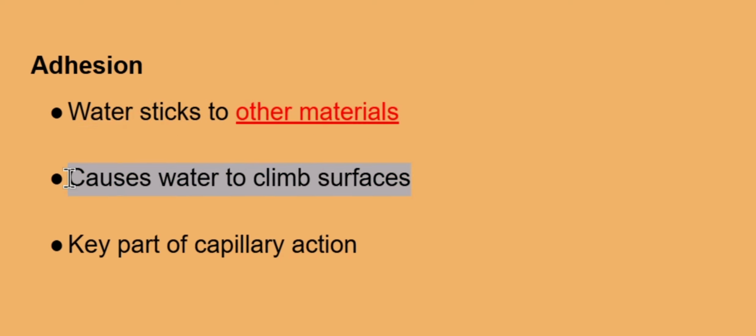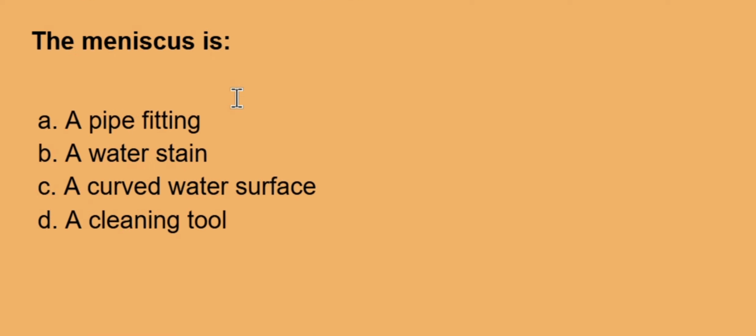So if you think about the picture you just saw a minute ago with the straws in water, it's the adhesion of water. It's water adhering or being adhesive to the insides of the straws causing it to go upwards. Right, question, the meniscus is A, a pipe fitting, B, a water stain, C, a curved water surface, or D, a cleaning tool. Correct answer is C, it's a curved water surface.